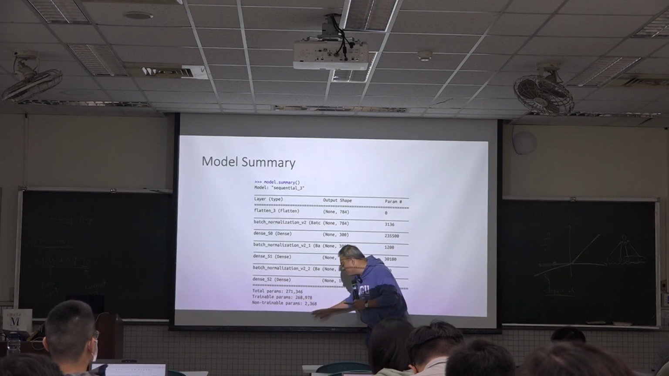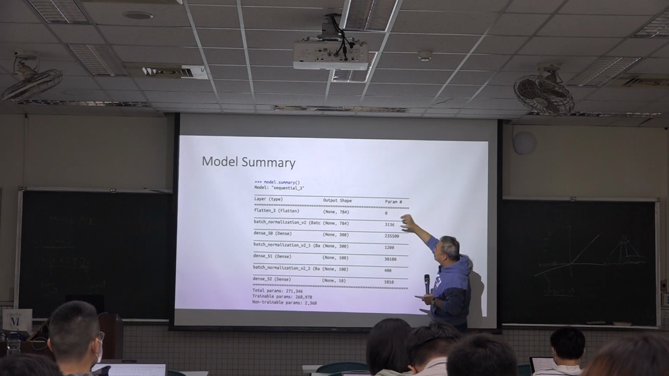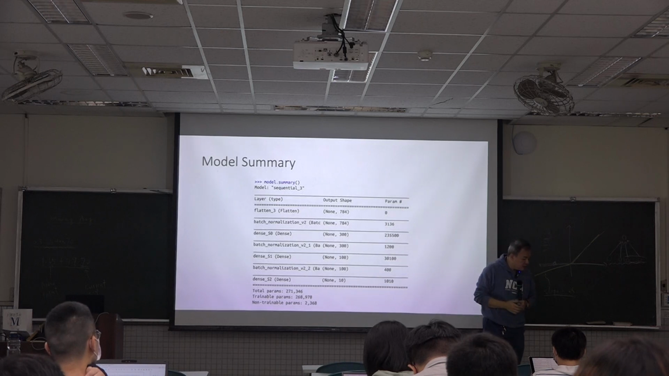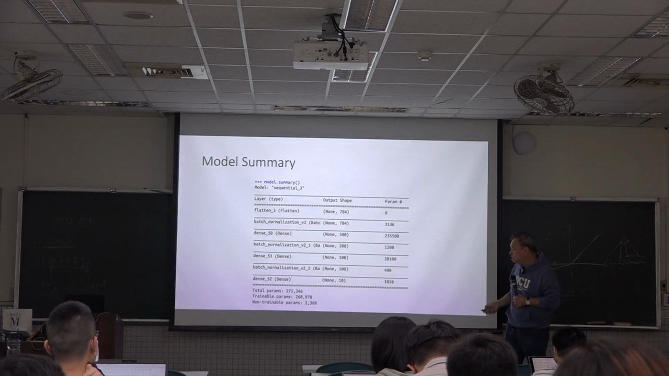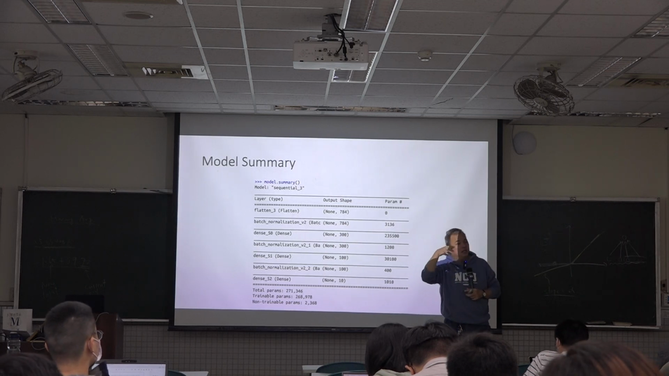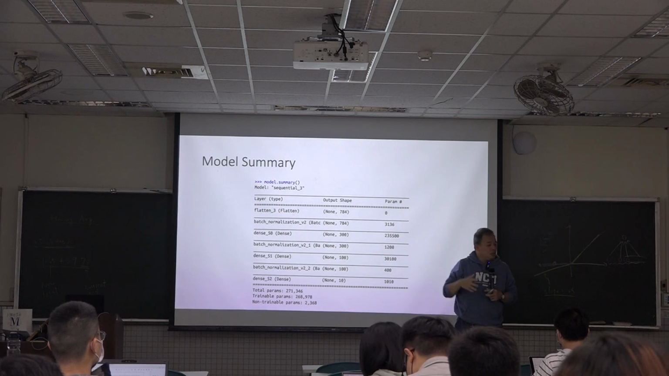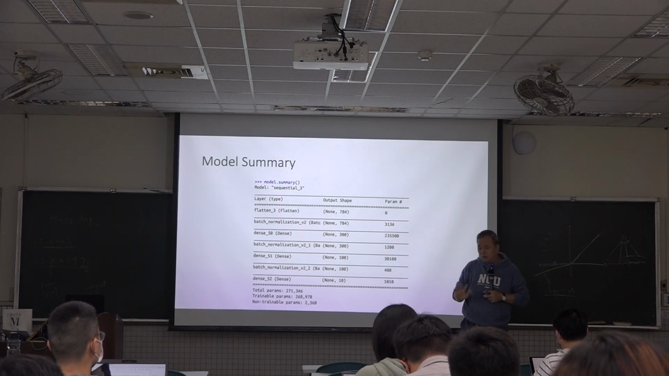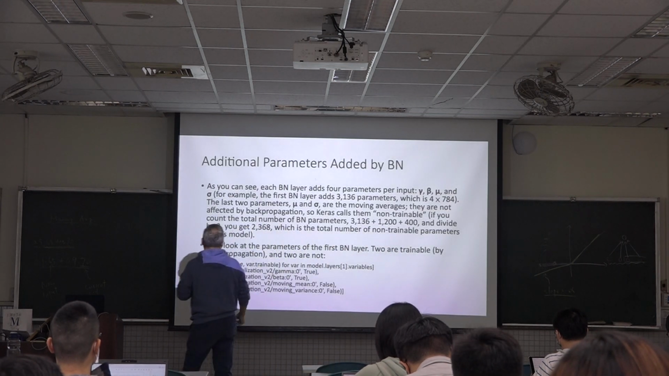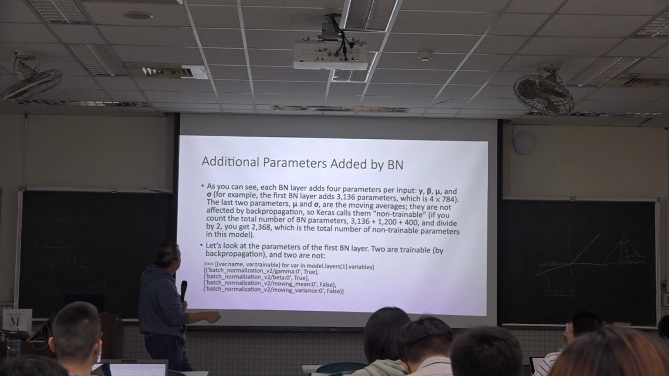This 2,368 comes from half of this plus half of this plus half of this. You can do the math yourself. Those are mu and sigma, and those parameters are computed by the batch, so they are not trainable. You can see each BN layer adds 4 parameters. I already explained this.